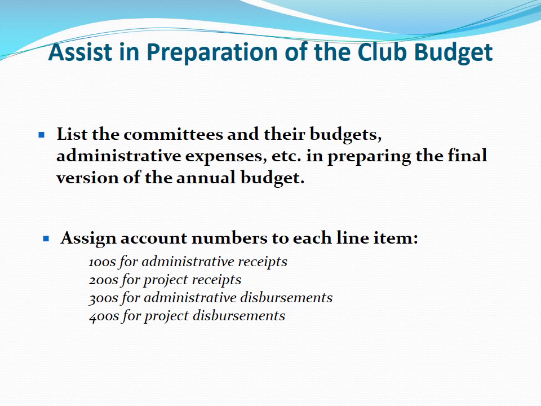Assign account numbers to each line item. For example, 100 for administrative receipts, 200 for project receipts, the 300s for the administrative disbursements, and 400 for project disbursements. Again, this is just sound bookkeeping. You do not have to be a certified public accountant to be a club treasurer. Just know to keep your columns in line, make sure that you keep your receipts in order, and make sure you assign every revenue and expenditure to the right category.